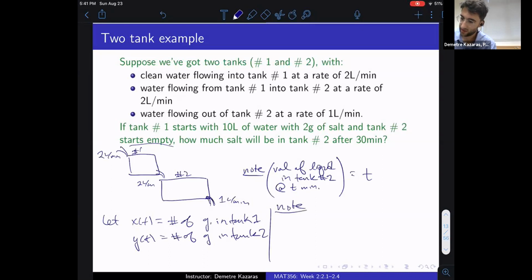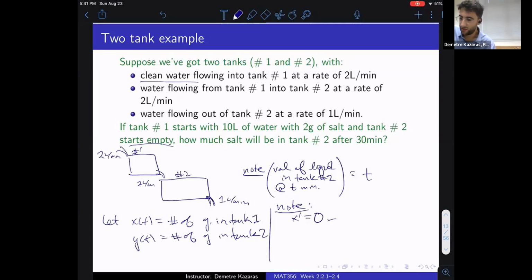Now let's write down a differential equation for each of these quantities. Let's play the same game. We just need to make sure we're clear-headed about the rate at which salt is incoming and outgoing for each of these tanks. So let's focus in on x first. What is the rate at which salt comes into tank 1? Well, it's clean water, so no salt flows into it, so 0 for the rate of incoming salt.